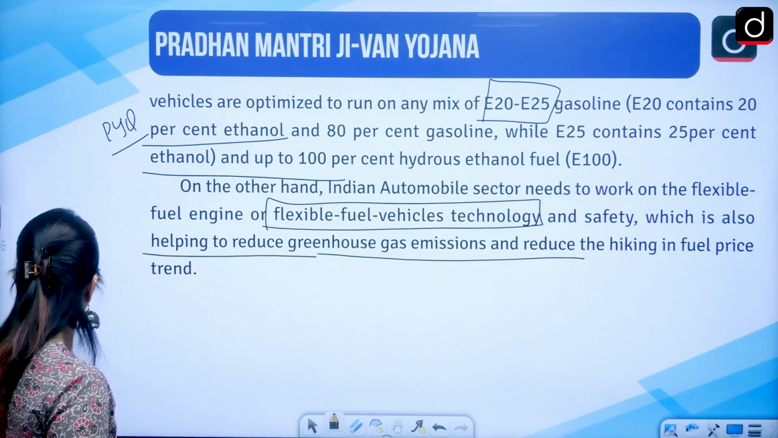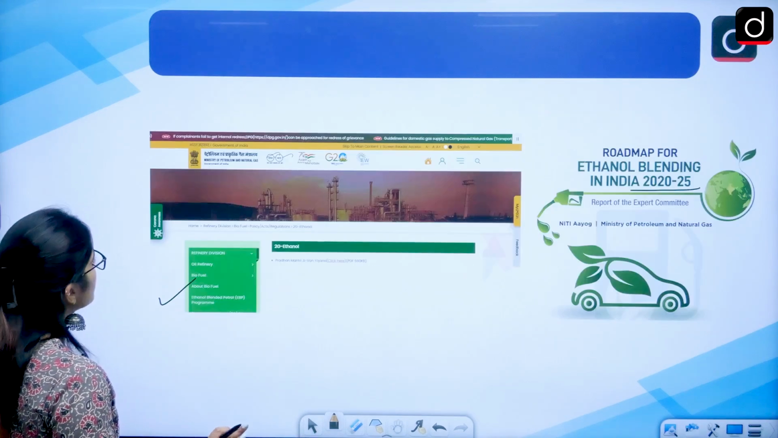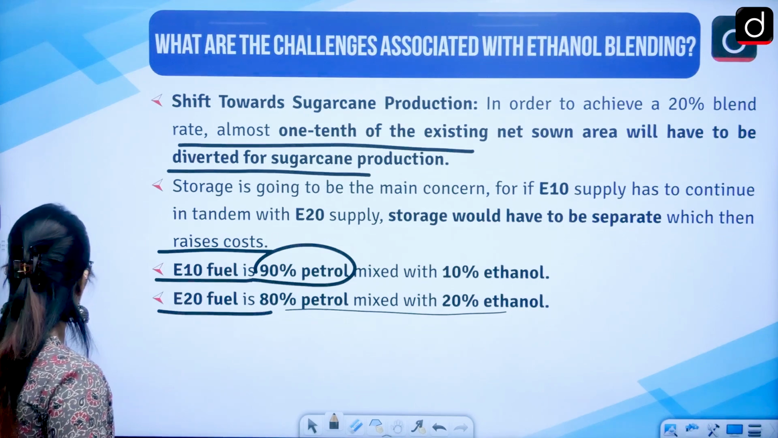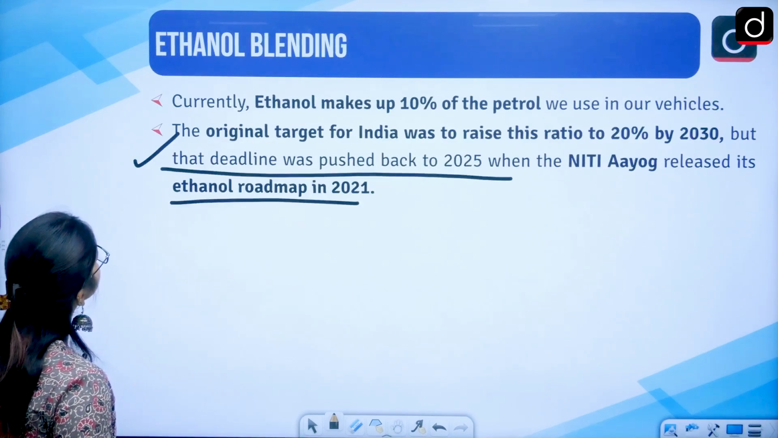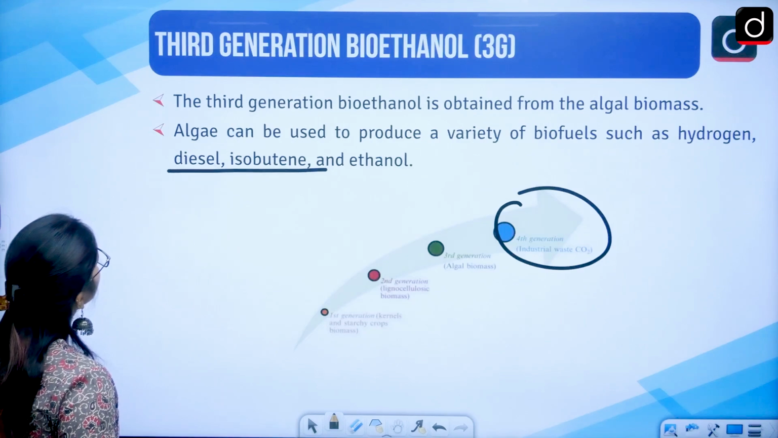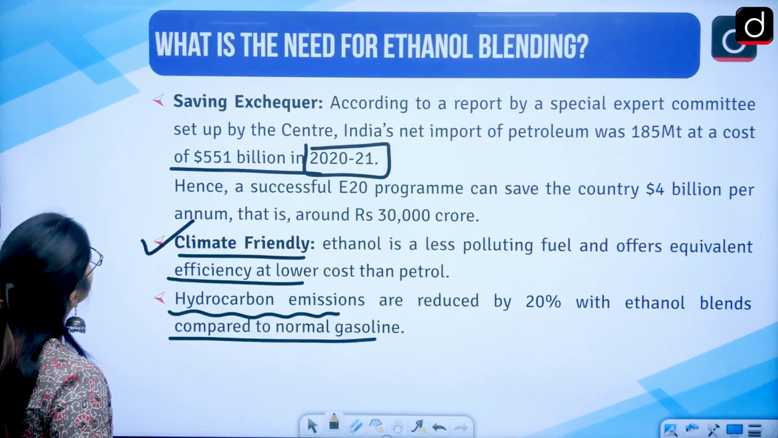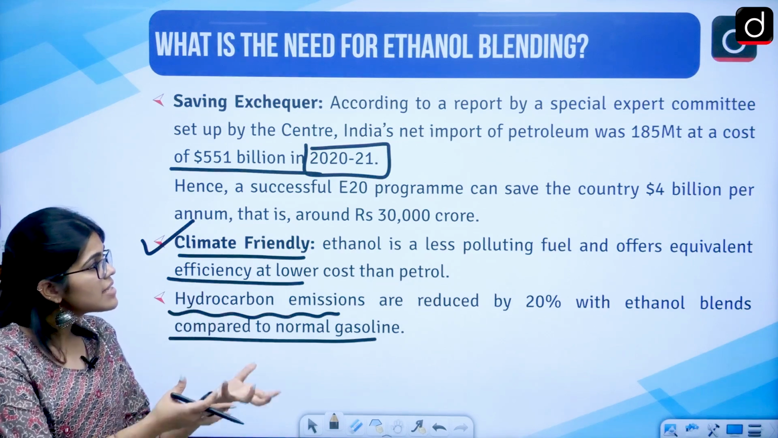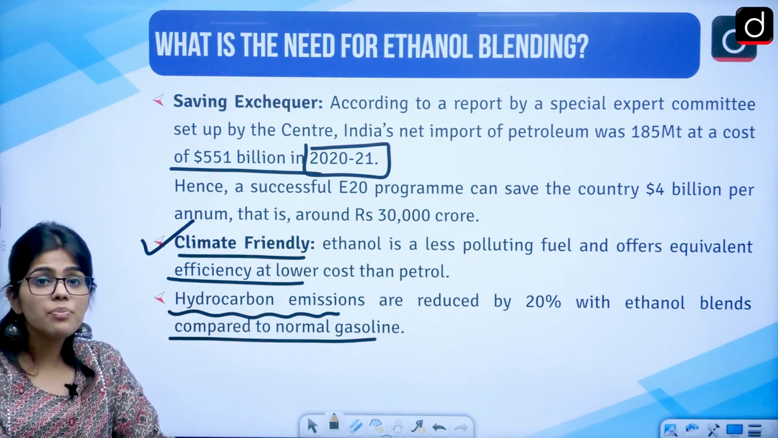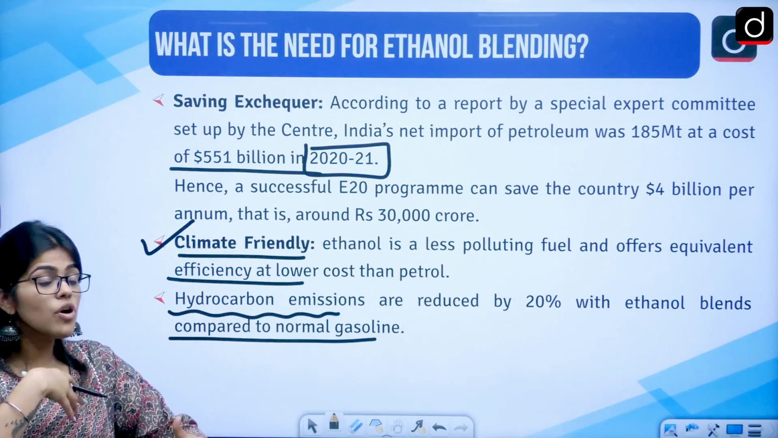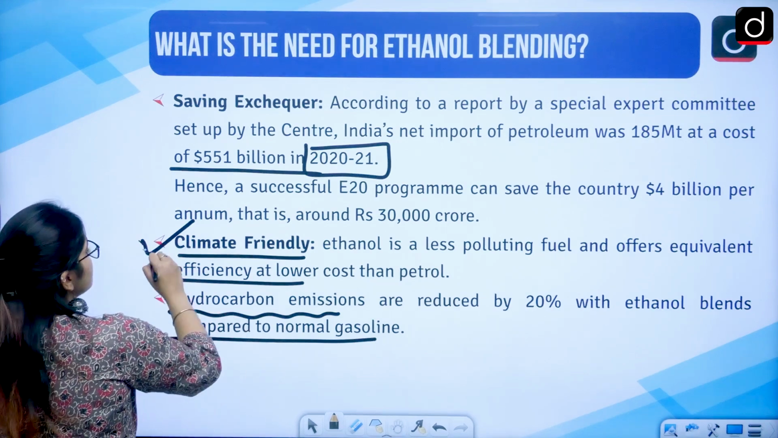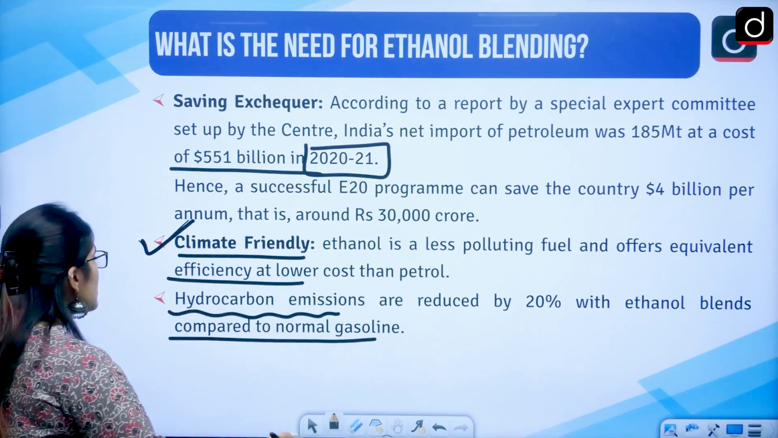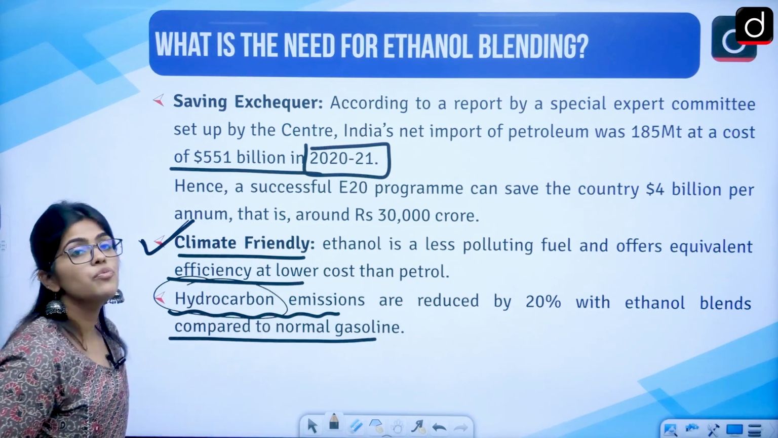So let us discuss the benefits once. What are the basic benefits of using ethanol blending? Ethanol blending is good because it will decrease the cost that we are putting on the import of petroleum. Also, it is very much climate friendly. There will be complete combustion and the hydrocarbon emission would be reduced.